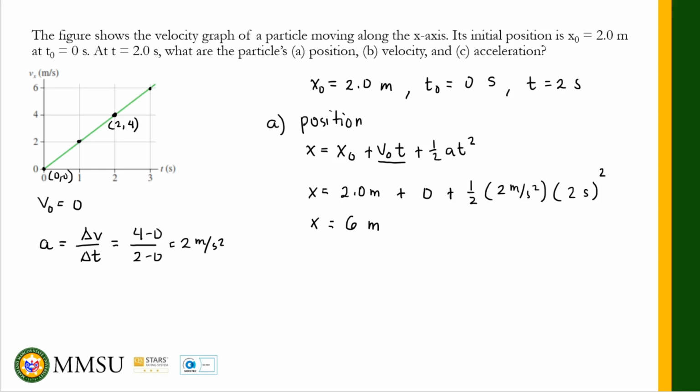All right, letter B, the velocity at time 2 seconds. As I said earlier, it is already shown on the graph that the velocity of the object at time 2 seconds is 4 meters per second. And for letter C, the acceleration, remember that the acceleration of this object is constant because the velocity versus time graph is a straight line. It does not change. The acceleration is 2 meters per second squared. So basically those are our answers for this problem.